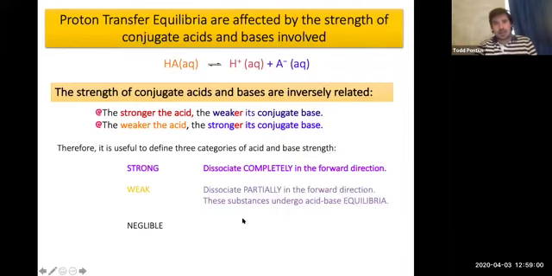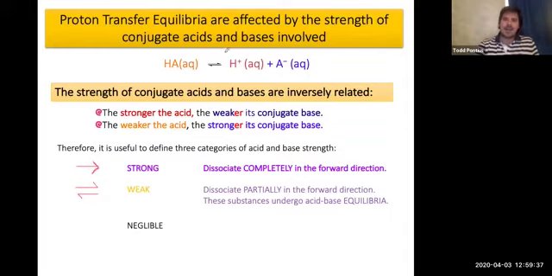Weak acids, on the other hand, just dissociate partially. So weak acids use our equilibrium arrow, while strong acids use a full-headed arrow. Strong acids go all out. They break apart completely. Weak acids are a little bit more wishy-washy. Some of them will break apart, but even once that hydrogen's lost, sometimes it comes back again. You can have both the forward and the reverse reaction happening.